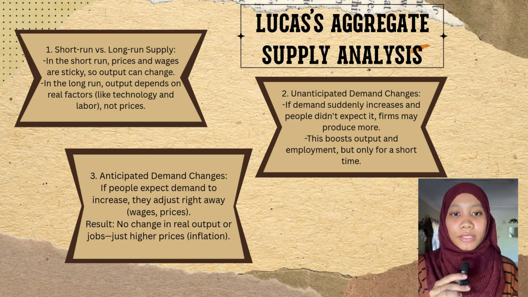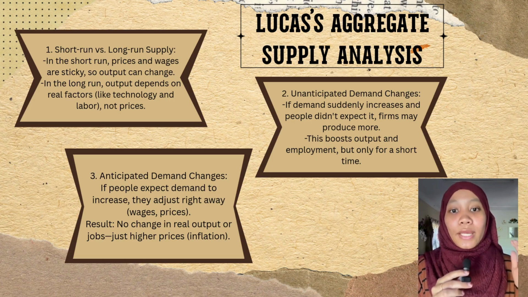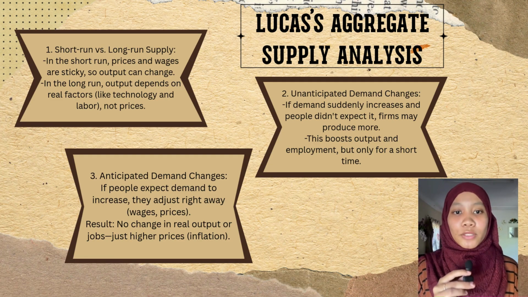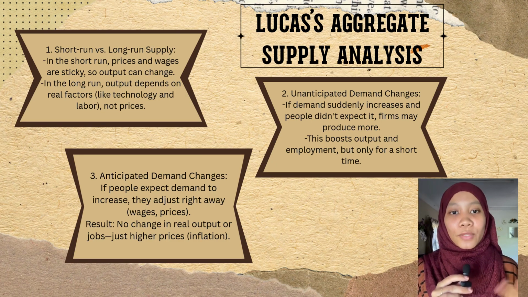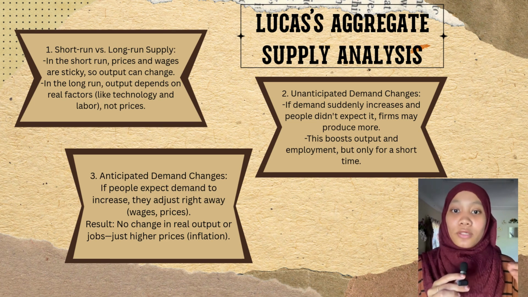If demand suddenly increases and people didn't expect it, firms may produce more. This boosts output and employment, but only for a short time. Third, anticipated demand changes. If people expect demand to increase, they adjust right away for wages and prices. The result? No change in real output or jobs, just higher prices, which is how inflation occurs.